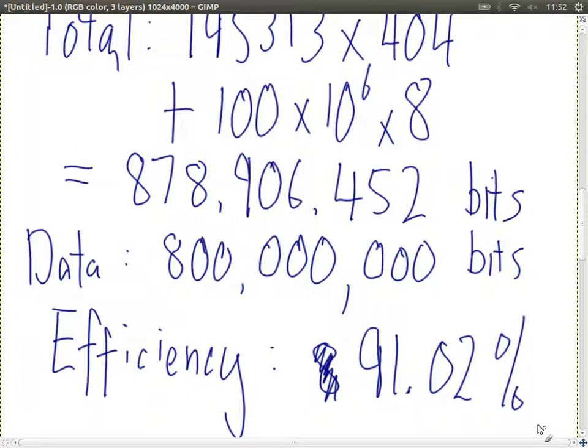Any questions on that calculation? That one's maybe one of the more complicated ones.